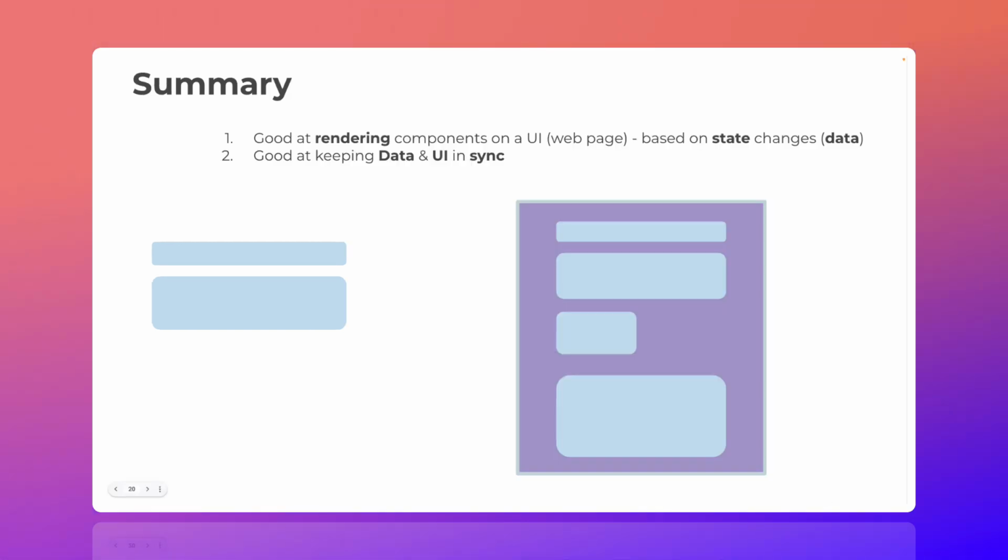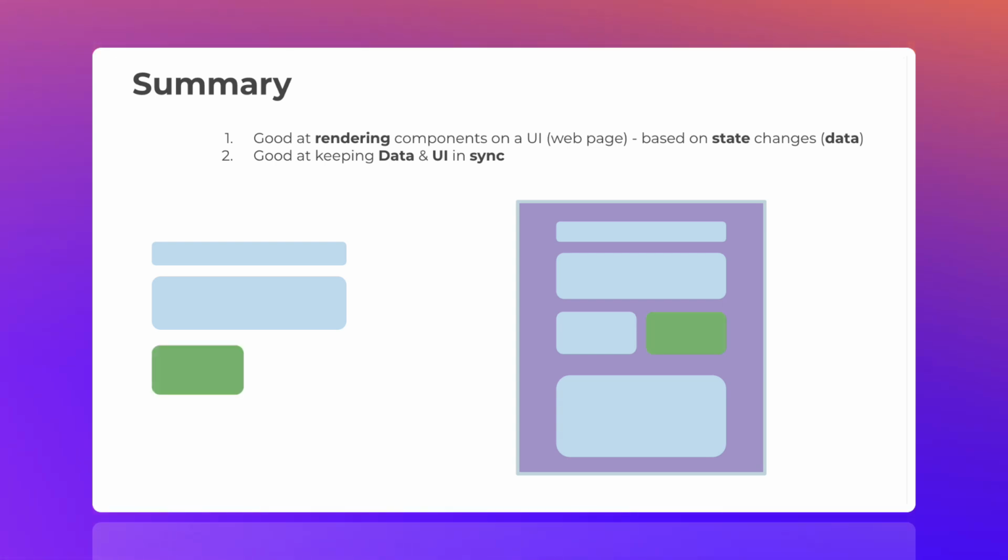Okay, so there's a lot that I threw at you here, but I hope you are understanding or wrapping your head around what React is. But most importantly, you have to think about why React was, quote unquote, invented. Why was it created? What problem is it solving? We know that React is good at rendering components on the UI, in this case a web page, based on state changes, which is data. And also number two, it's good at keeping data and UI in sync. You will hear me talk about this component of data and UI in sync many times as we go through this course. But that is the core part of React. Okay, data, UI, and sync.